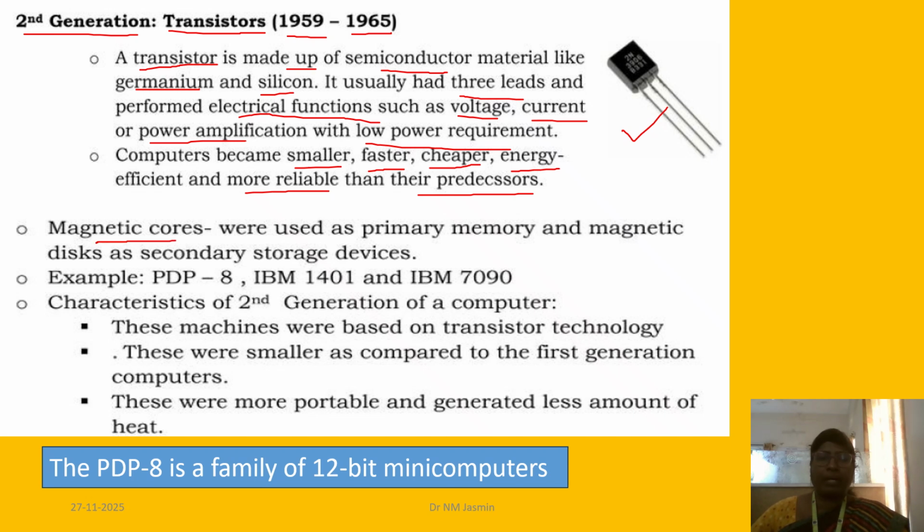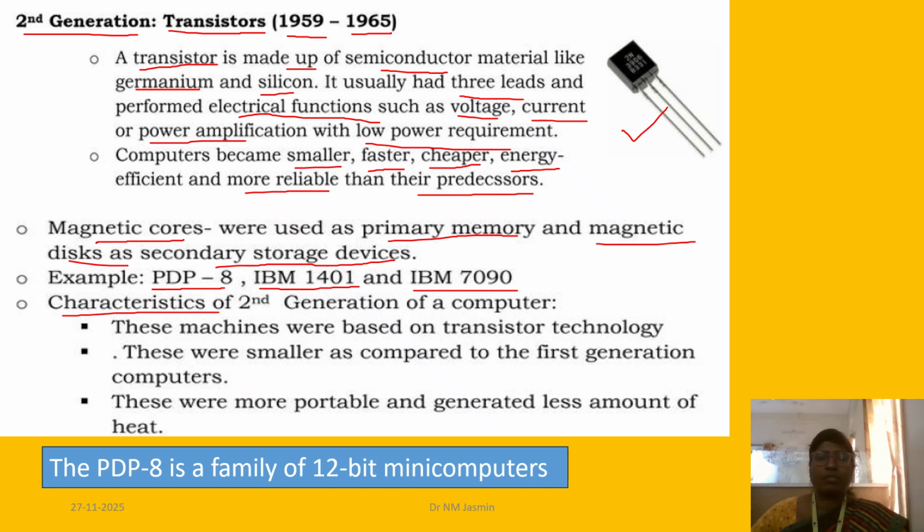Come to here, the magnetic cores. The magnetic cores were used as primary memory, and magnetic disks as secondary storage devices. Examples, if you take here, the PDP-8, which is a 12-bit minicomputer family, and also IBM 1401 and IBM 7090. These are all examples of second generation computers.